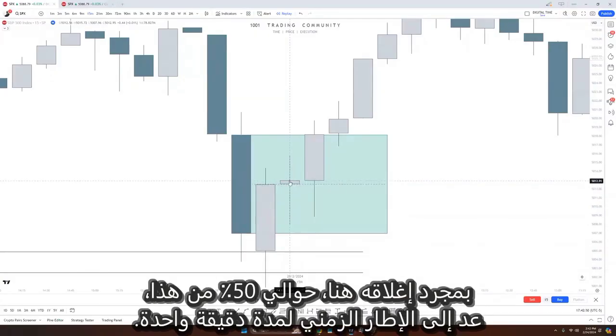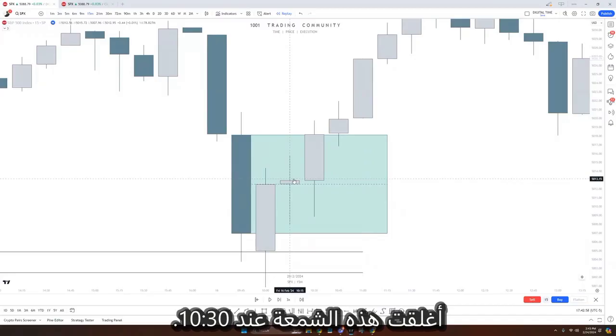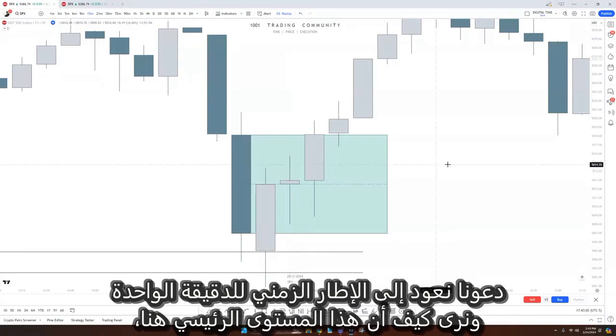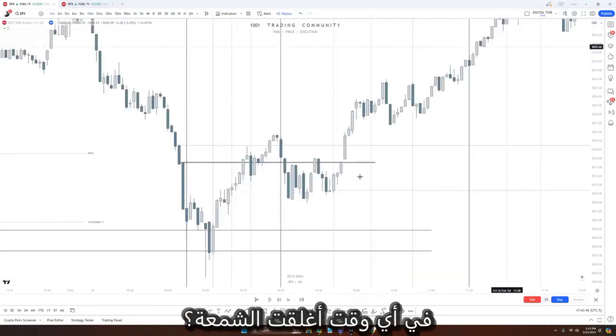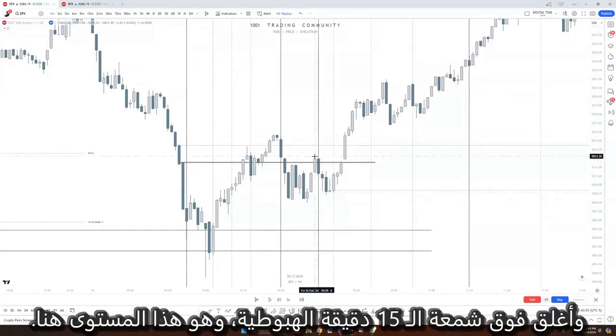Once it closes here, about 50% of this, go back to the 1-minute time frame. Observe what happens here. So this candle closed at 10:30. It begins at 10:15, but it closes at 10:30. Okay? So let's go back to the 1-minute time frame and see just how this key level right here, I'm going to draw it, is being used. Now, at what time did the candle close? 10:30, right? That's when the 15-minute candle closed. What did it do? It closed above that bearish 15-minute candle, which is this level here.